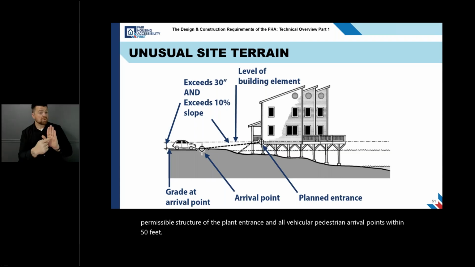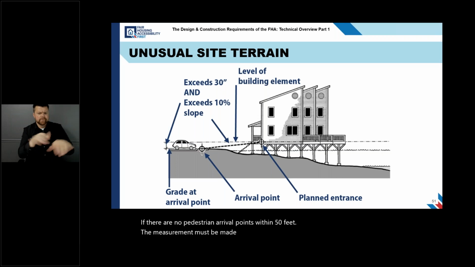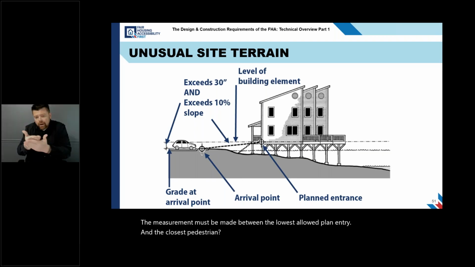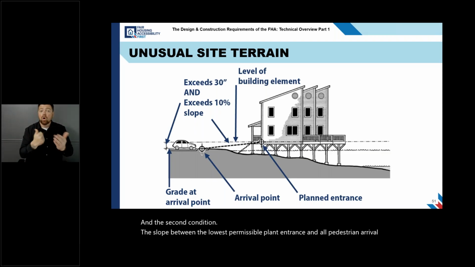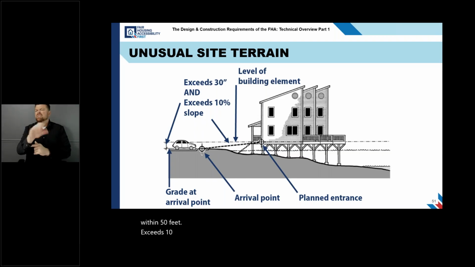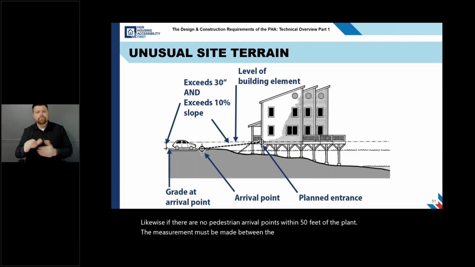If there are no pedestrian arrival points within 50 feet of the planned entrance, the measurement must be made between the lowest allowed planned entrance and the closest pedestrian arrival point. And the second condition, the slope between the lowest permissible planned entrance and all pedestrian arrival points within 50 feet exceeds 10%. Likewise, if there are no pedestrian arrival points within 50 feet of the planned entrance, the measurement must be made between the lowest allowed planned entrance and the closest pedestrian arrival point.